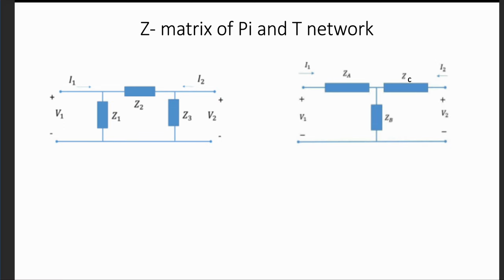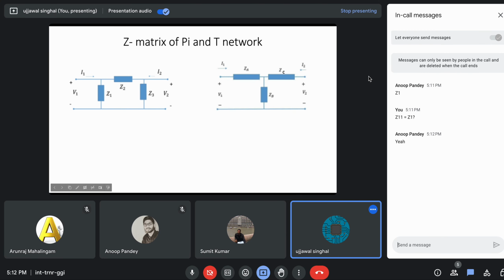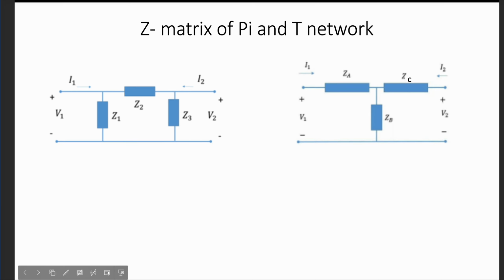That's because if you solve it, you will know where you are facing difficulty, and then we will go step by step in order to solve the problem. So anyone, what is the Z11? Maybe what I will do, first let's go through the Z matrix of the first pi network, and see how to find the Z parameters of that, and then later you can try it for the T network. Okay, so let's do that.